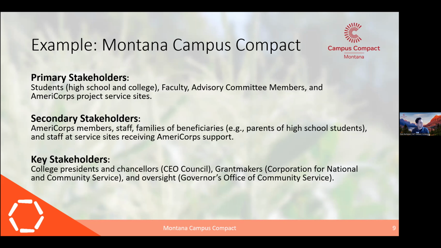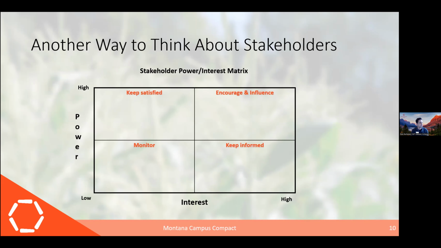So while we have these fairly straightforward categories, I think it is important to understand that there are different ways of thinking about stakeholders and how you can go about strategically approaching them. One of the ways to do that is using a stakeholder power interest matrix. The matrix itself is split up into four quadrants. So you've got keep satisfied, encourage and influence, monitor, and keep informed. And on the X and Y axis, you've got power and interest.